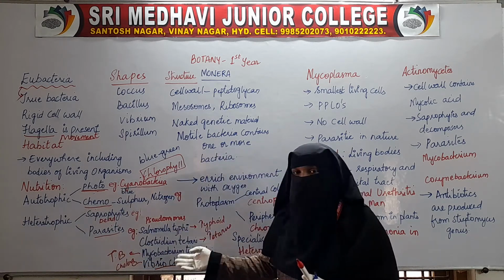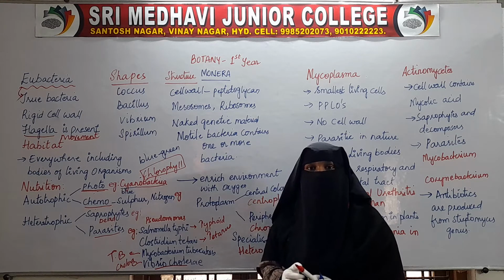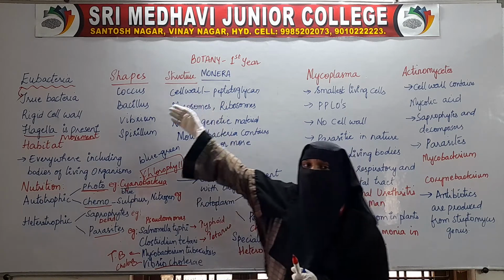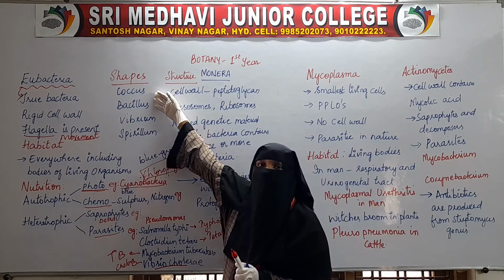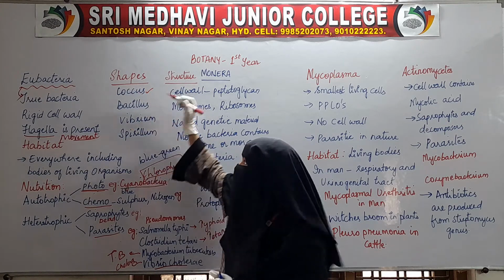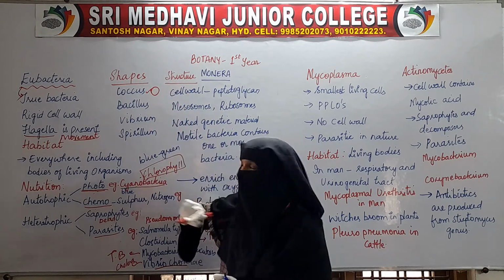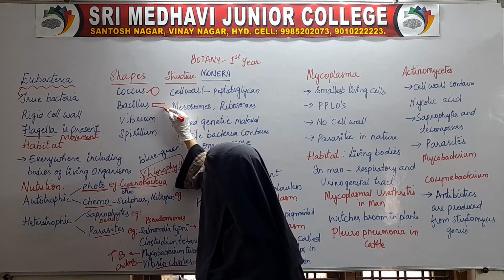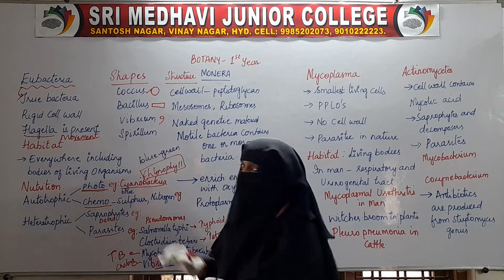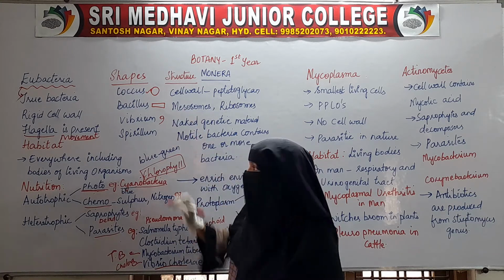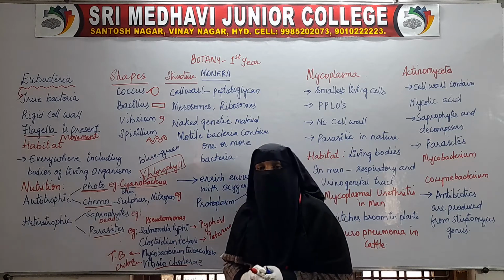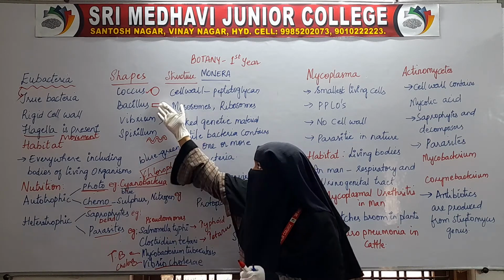For parasites, we have different types of parasitic Eubacteria which cause different diseases in living organisms. And Eubacteria are found in four different shapes. It can be round, that is spherical shape. It can also be found in rod shape or cylindrical shape. It can also be found in comma shape, and it can be found in spiral shape.